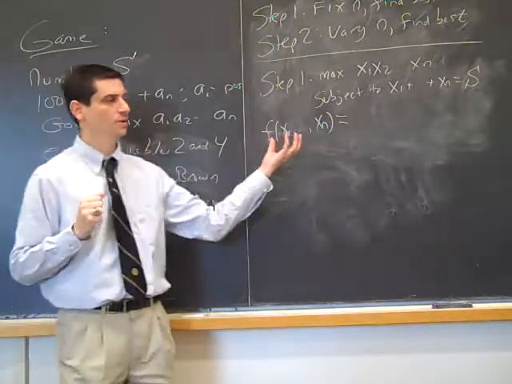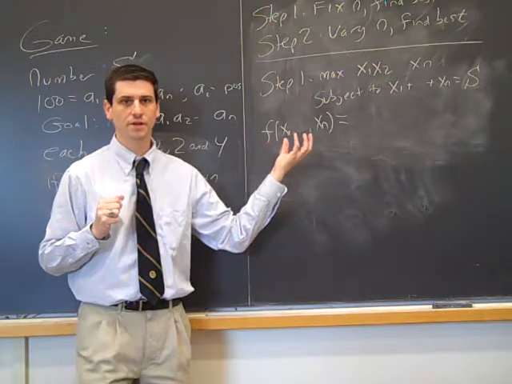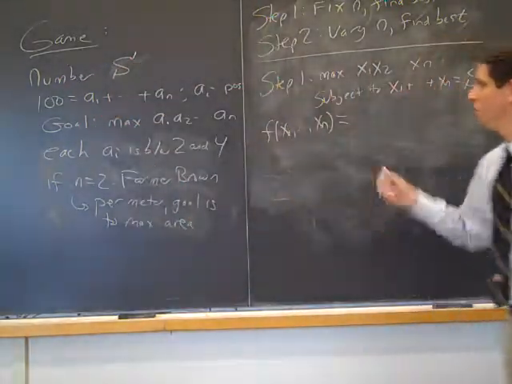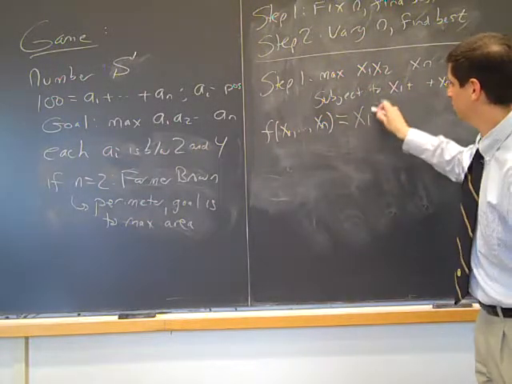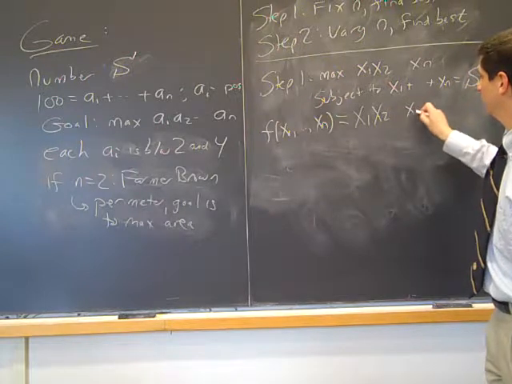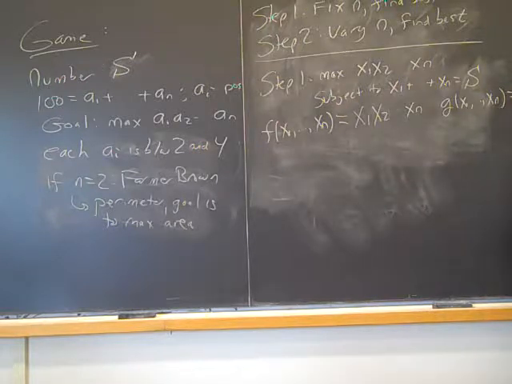What should my function be? All the x's multiplied together. Yeah, all the x's multiplied together. I'm trying to maximize this subject to this. Here's my function, x1, x2, ... xn. What's my constraint function? x1 plus x2 plus ... xn equals s, or minus s equals 0. You can do it either way.